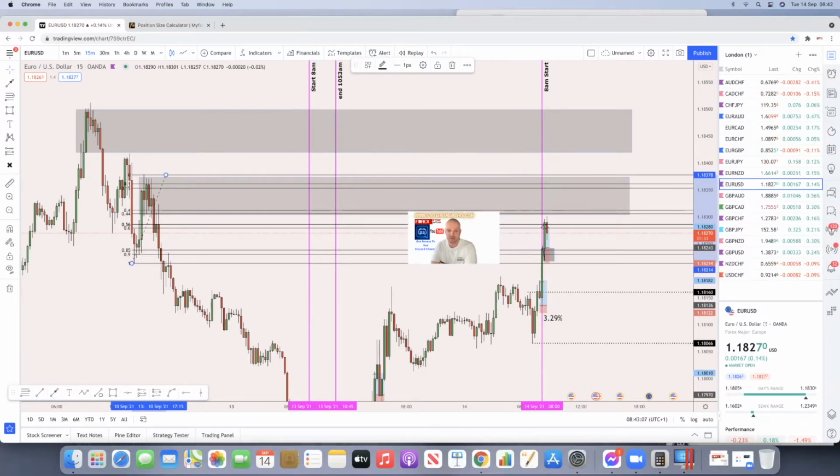Now, I can't make this stuff up, guys. These are the fire zones, okay? The inner zones are very strong. The outer zones are weaker. So you're going to get some form of respect or reaction from these areas on any swing point. So these are the 15 minutes, okay?